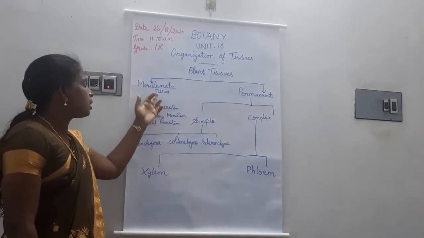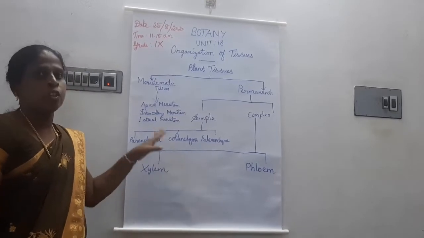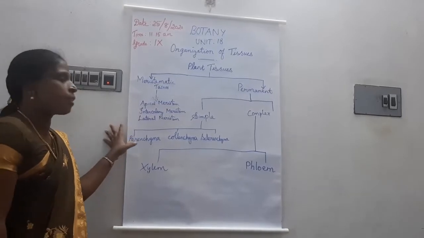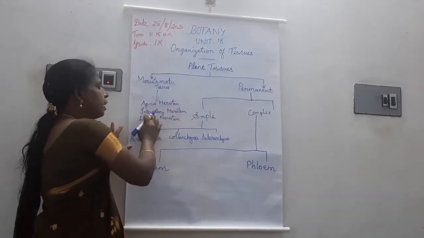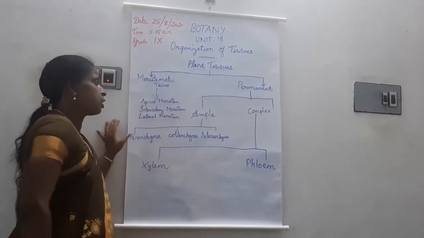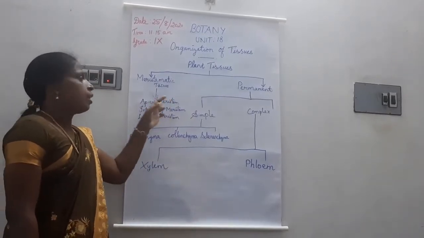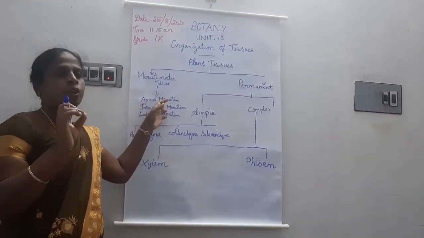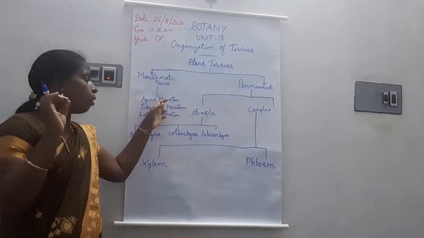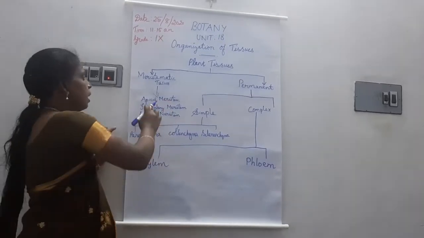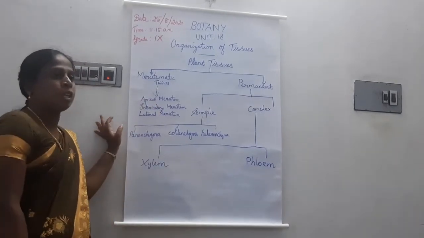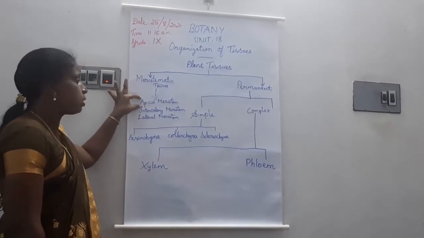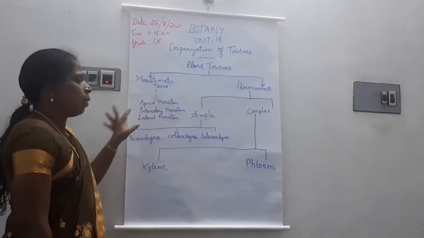Next one, types of meristematic tissue based on the position. Based on the position, the meristematic tissues are classified into three types. They are apical meristem, intercalary meristem and lateral meristem. What is apical meristem? The apical meristem is mainly present on the apices of the root and stem where the growth takes place. So the stem tip as well as the root tip consists of meristematic tissue. That type of meristematic tissue is called apical meristem.